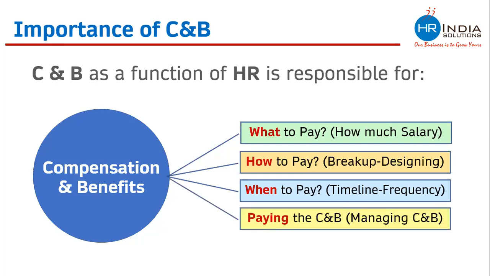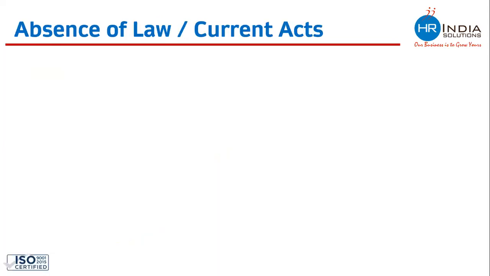And finally, compensation and benefit is the function which is responsible for taking care of the entire compensation and benefit for the employees in the organization. So no doubt this function is one of the most important functions of HR. But this is not easy. Why is it not easy?